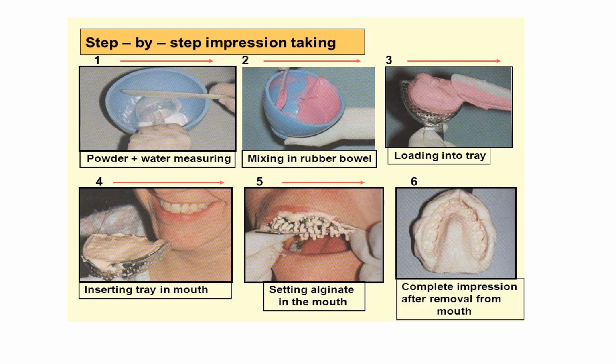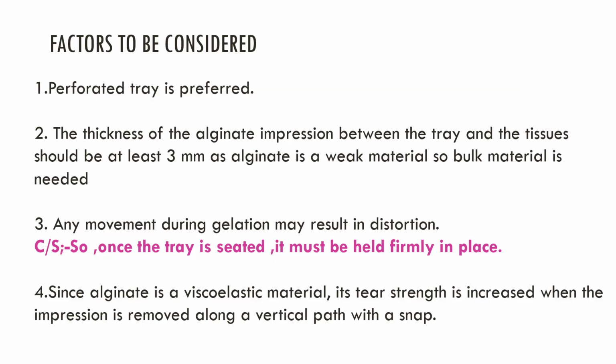In this, the powder is mixed as we can see in the figure, mixed in the rubber bowl, loaded into the tray, and the impression can be taken. A complete impression after removal from the mouth is shown here. When the alginate impression is taken, the following factors have to be considered. That is, a perforated tray is used, so whatever excess material there is will come out.